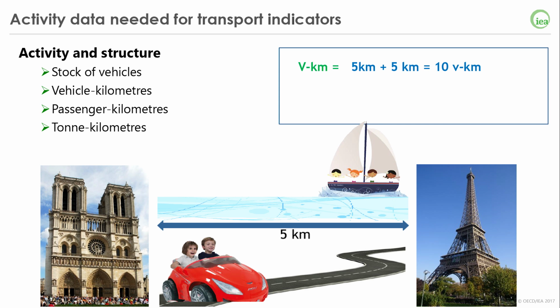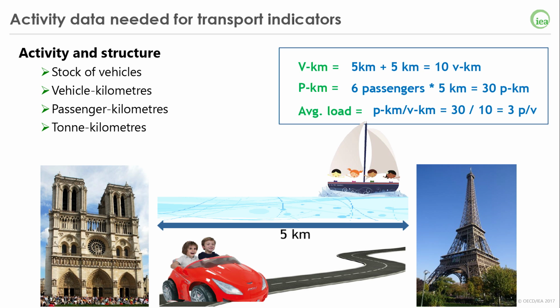Vehicle kilometers is the distance traveled by all vehicles in the system. Here, a boat and a car moved by 5 kilometers. So twice 5 kilometers gives us 10 vehicle kilometers. For passenger kilometers, we want to know how far all passengers traveled. Therefore, we multiply 6 passengers times 5 kilometers and we get 30 passenger kilometers.